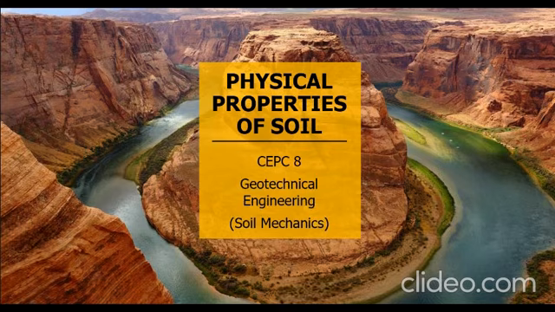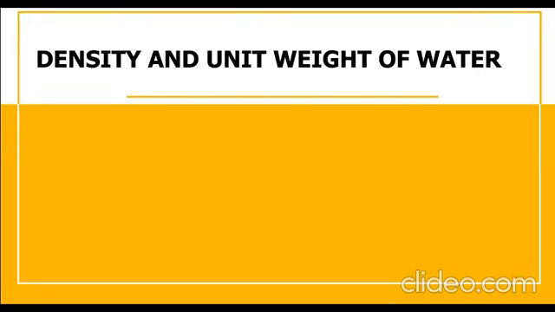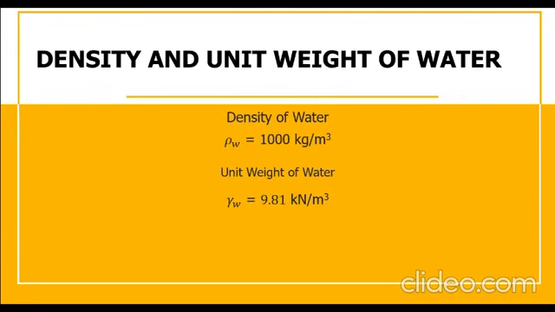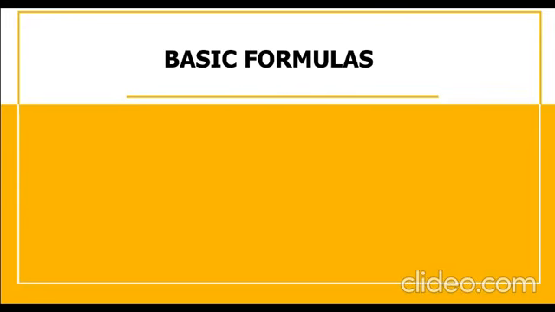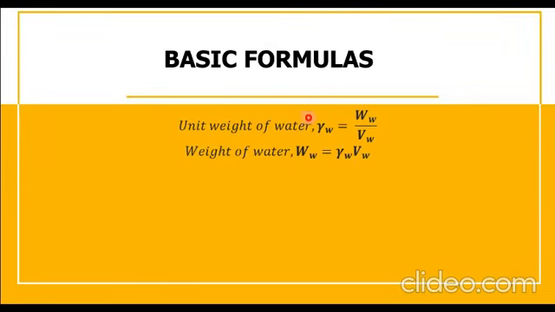To start with our lecture, let us first recall what is the density and unit weight of water. The density and unit weight of water is equal to 1000 kg per cubic meter or 9.81 kilonewton per cubic meter. Also, we need to recall the basic formulas we used in physics subject. We all know that the unit weight of water is equal to the weight of water all over the volume of water. And from that formula, we can derive the weight of water is equal to the unit weight of water multiplied by the volume of water.